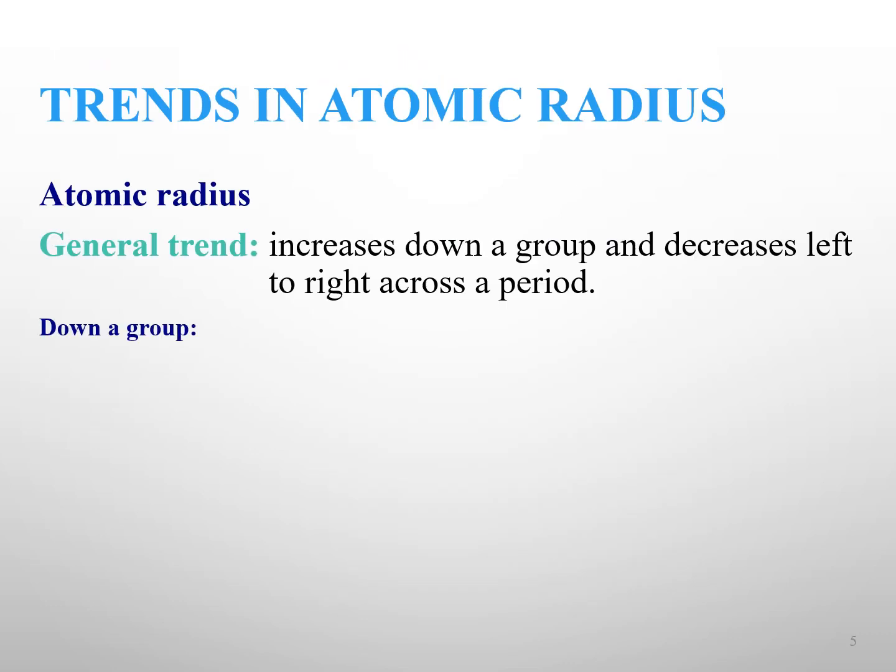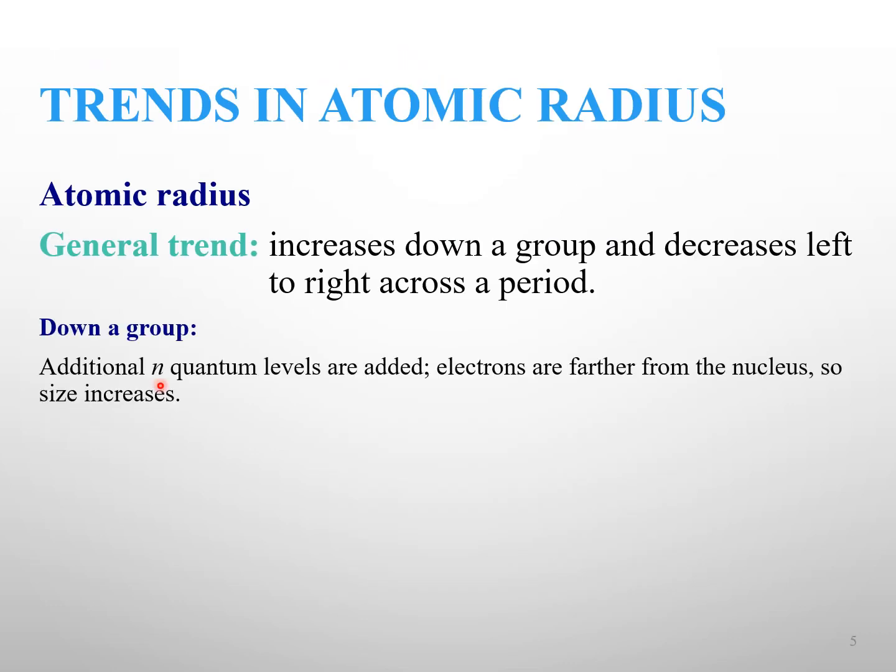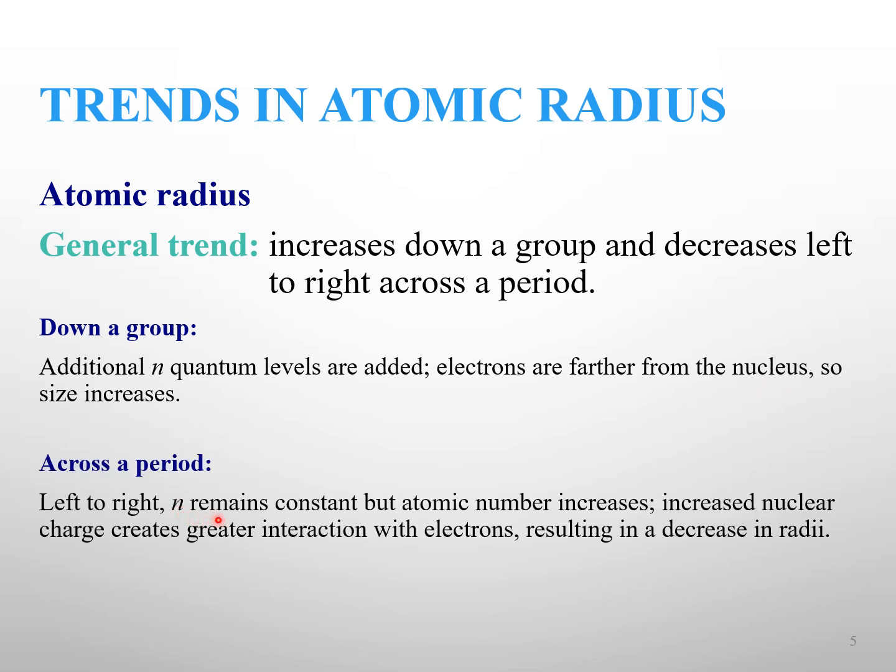So again, when we go down a group, n quantum levels are added to energy levels. So electrons are getting further from the nucleus, so size increases. Across a period, the n remains constant, the same level of energy, so the same level of orbitals, but the atomic number, which is the number of protons, is going up. So it pulls the electrons closer together, resulting in a decrease in the radius.